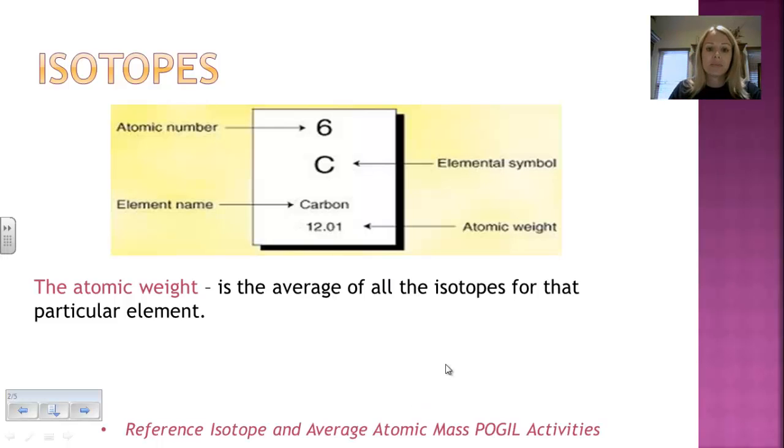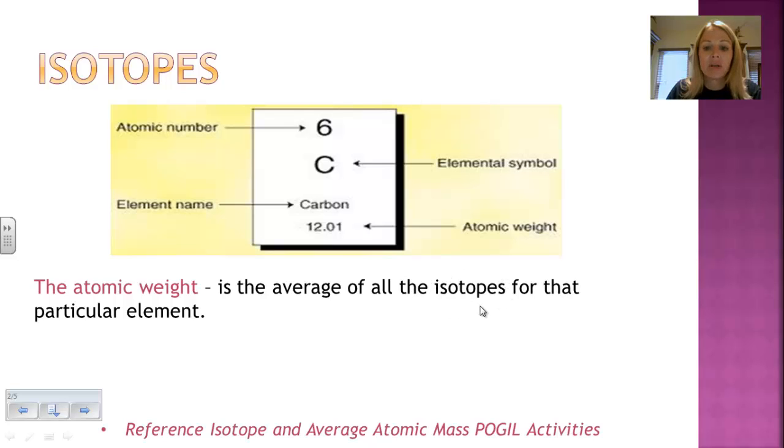So isotopes, as you have seen on the periodic table, every element is designated a square. And in this square, you are given the atomic number, the element symbol, the name, and the atomic weight. This is what we're going to focus on. The atomic weight is the average of all isotopes for that particular element.